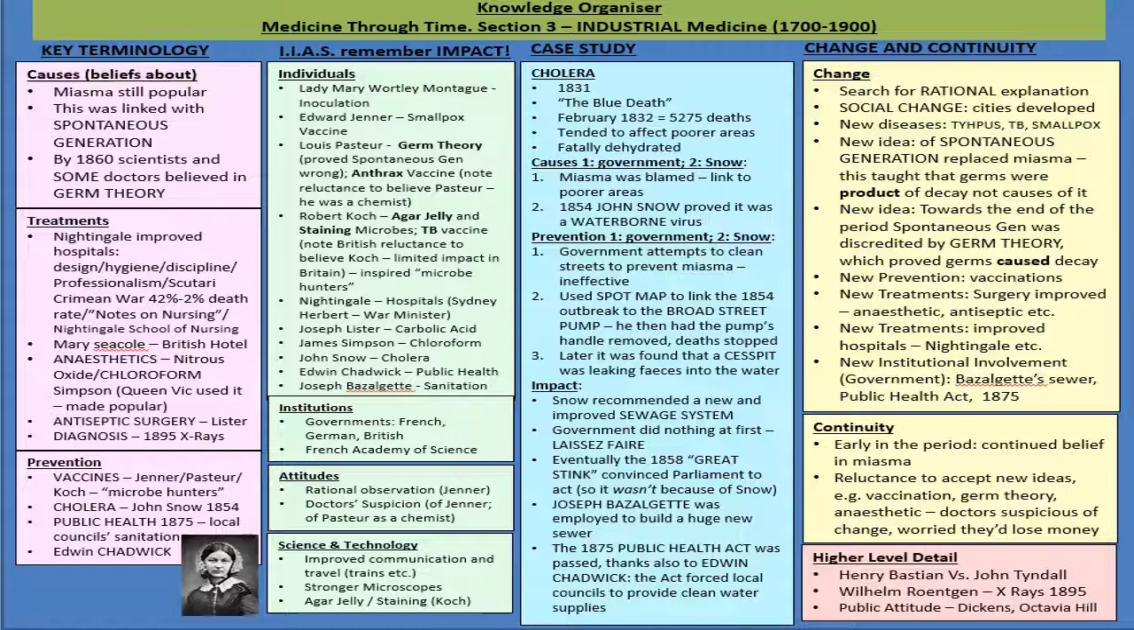Lastly, prevention. This is taking a long time. I need to pick up the pace a little bit. Vaccines. I'll go into Jenner and Pasteur in a minute, and Koch, because I'll talk about them as individuals, but vaccines are a new form of prevention invented in this time period.